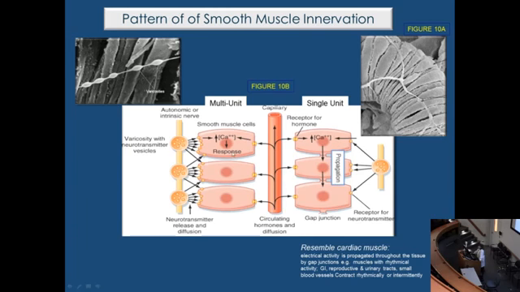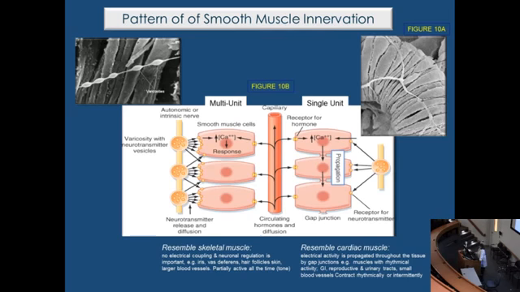Okay. In the case of the multi-unit, this will resemble more the skeletal muscle in that they are not electrically coupled and they are more influenced by the neuronal regulation. So as examples, we have the iris, vas deferens, the hair follicles, and even the larger blood vessels that, of course, experience this tone, right?